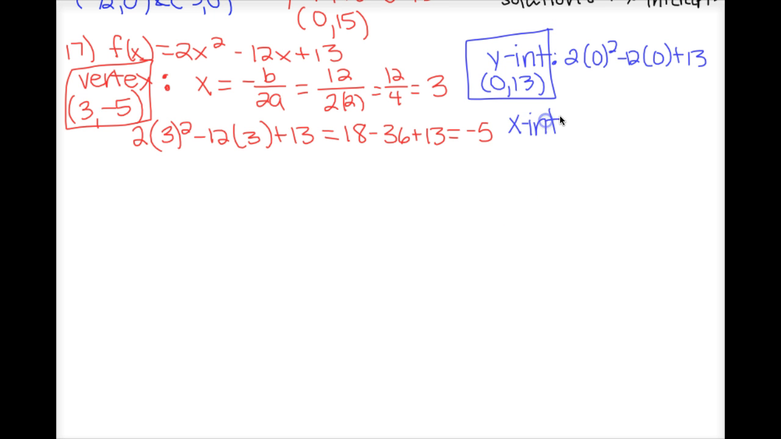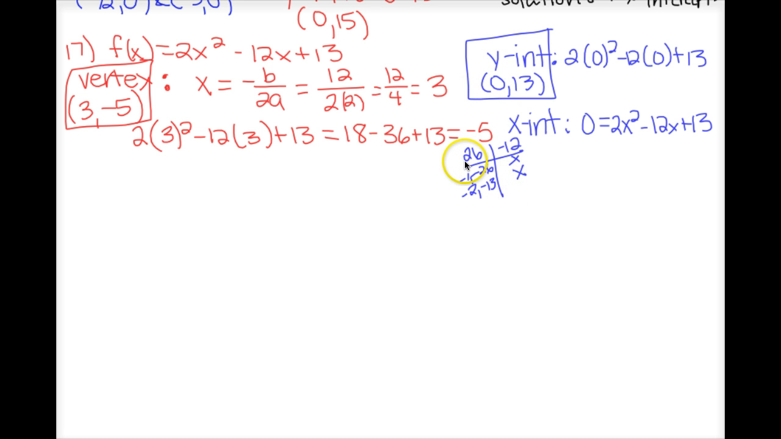X-intercepts, you have to plug in 0 for y. So 0 equals 2x squared minus 12x plus 13. And now I need to solve for x. Again, I usually try to factor first. Here, there is no GCF, so I'd be looking to see if there's something that multiplies to 26 and adds to negative 12. So factors of 26, I know they have to be negatives to add to give you a negative. So negative 1, negative 26, that doesn't work. Negative 2, negative 13, that doesn't work.